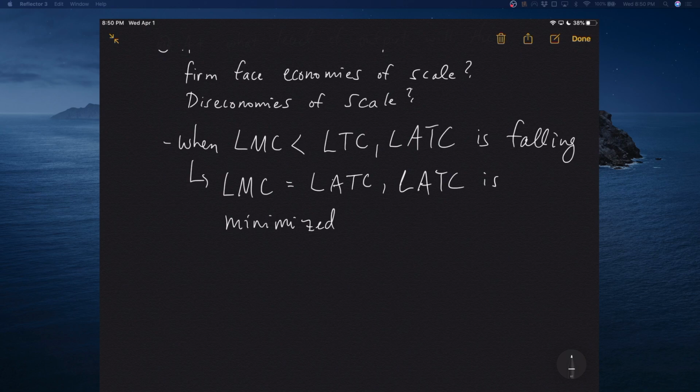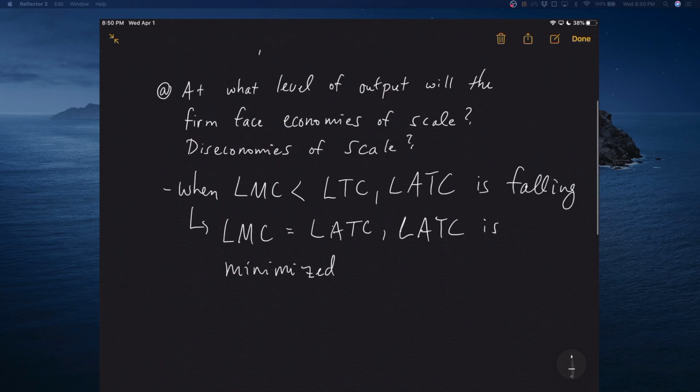Okay? We know also that the minimum point of the long run average total cost curve is the efficient point. And when the long run marginal cost curve intersects with the long run average total cost curve, that's when we have that minimum point. So, like the problem in the previous section, we're going to look for the point where the long run marginal costs and the long run average total costs are equal in order to solve this problem.